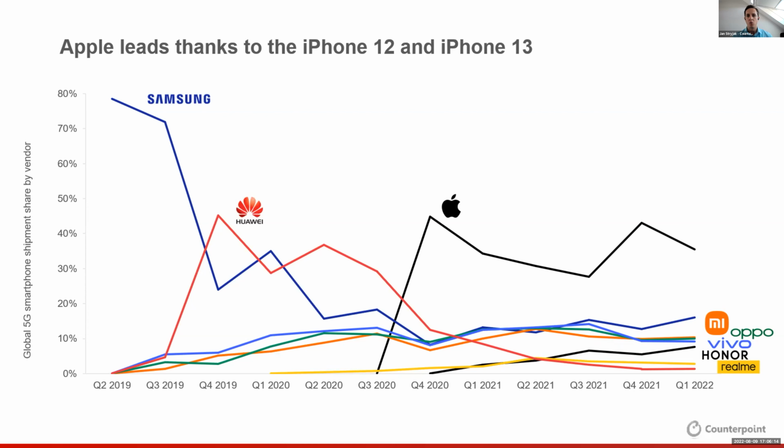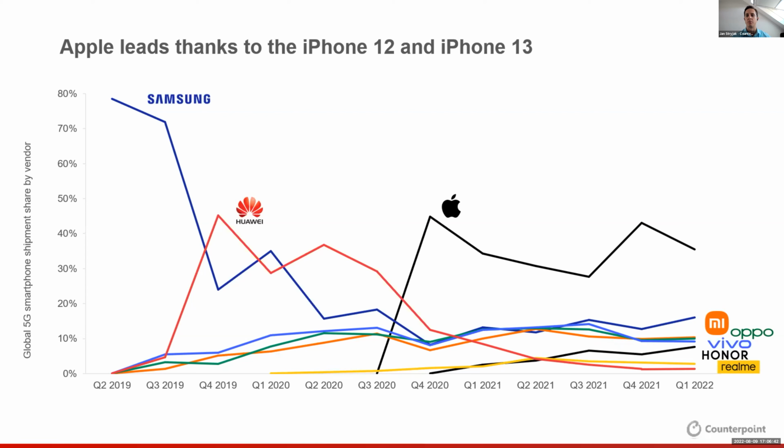And then in Q4 2020, Apple launched its first 5G phone, the iPhone 12. That propelled Apple to global 5G leadership, overtaking both Huawei and Samsung, and accounting for over 40% of 5G shipments in Q4 2020. And Apple has maintained that lead since then, really.